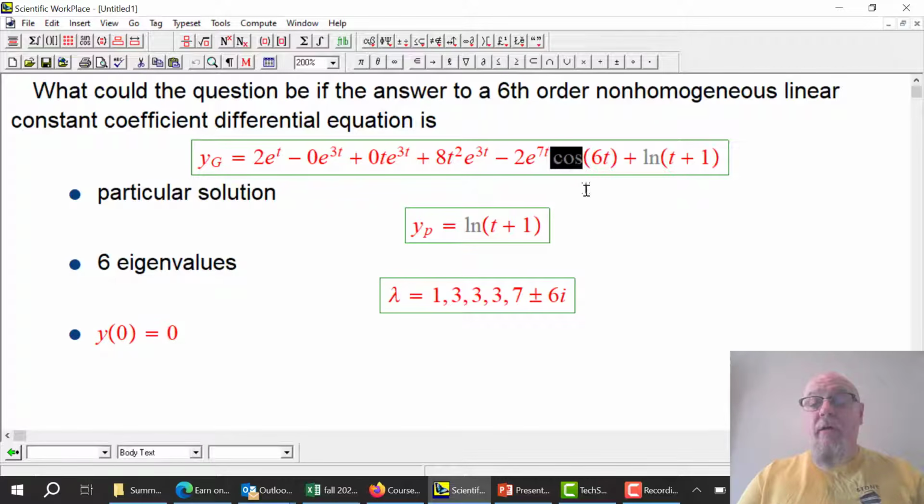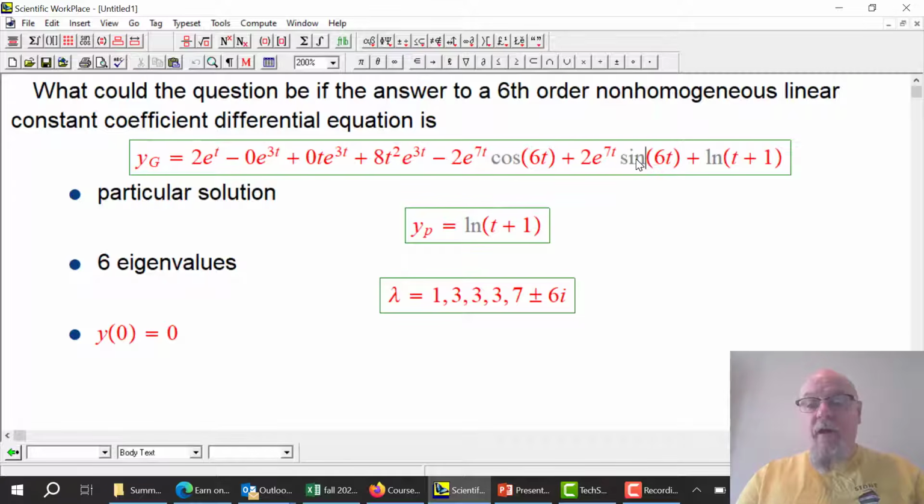Where's the cosine part here? There's the cosine part. Where's the sine part? The sine part, again, they come in pairs. The sine part must have had a coefficient of 0, and that's why I don't see it. So now I've got my 1, 2, 3, 4, 5, 6 eigenvalue pieces and my particular solution.